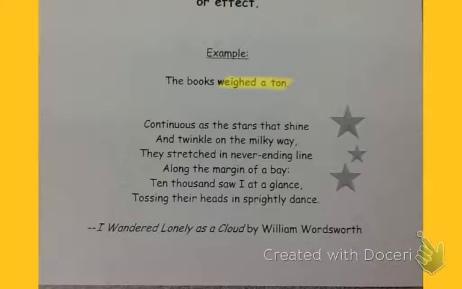This is a section of a poem from I Wandered Lonely as a Cloud by William Wordsworth. There's a section here that is a hyperbole. They stretch in never-ending line. Well, we're talking about stars here. Stars that shine, stars that twinkle in the Milky Way. The stars really do end at some point. But to the poet, they seem like they're stretching in a never-ending line. He's over-exaggerating how long this line of stars is.